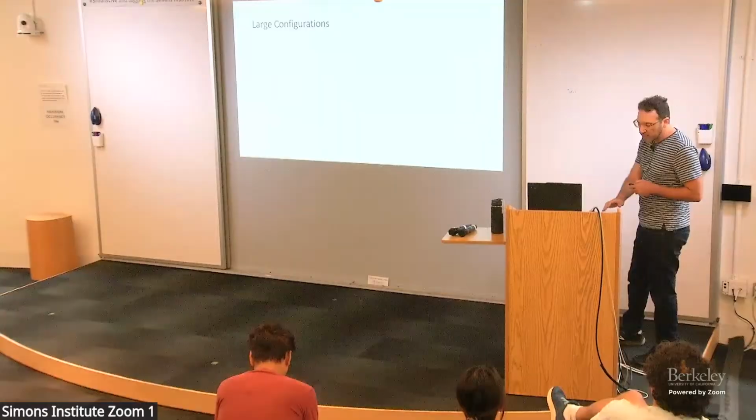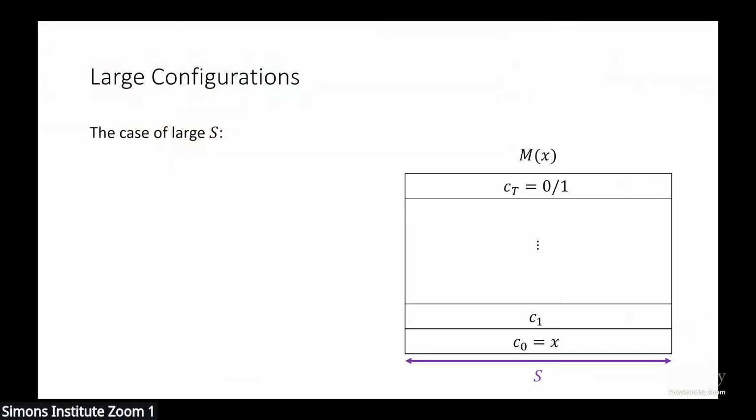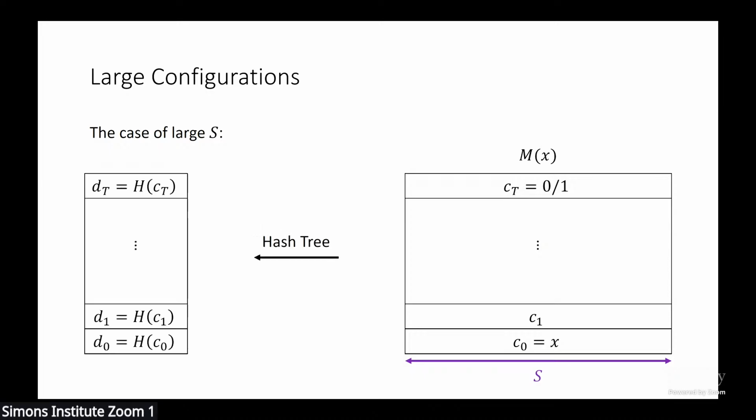So the last thing I want to do very briefly is to talk about large configurations. So far, we assumed that the space is small. What if the configurations are large? The way we're going to deal with it is again by hashing. This time we're going to first hash each configuration individually. For each configuration, we compute a hash tree over it, and we keep the root of this hash tree. So now instead of a sequence of configurations, we have a sequence of roots. And whatever we did before with the configurations, we're going to do with the roots of these configurations.